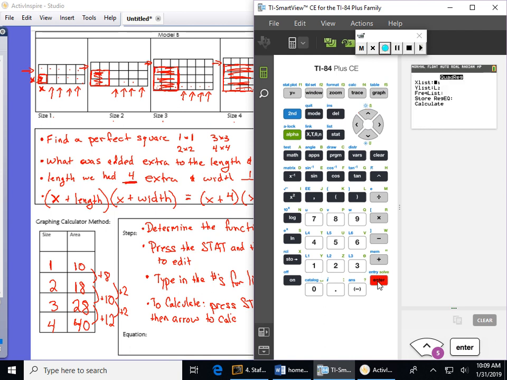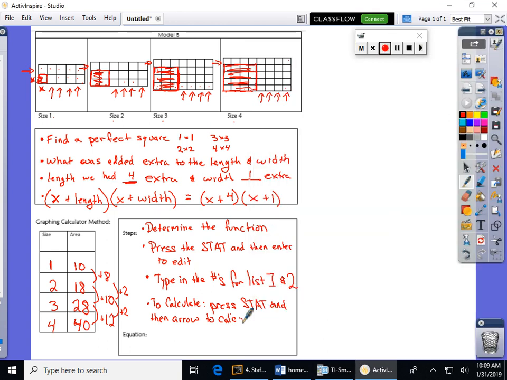Then it gives us list 1 and list 2, and we go down to calculate, hit enter, and it gives us our equation. So once we get here, we press stat, arrow over to calculate, select the function, and hit enter.